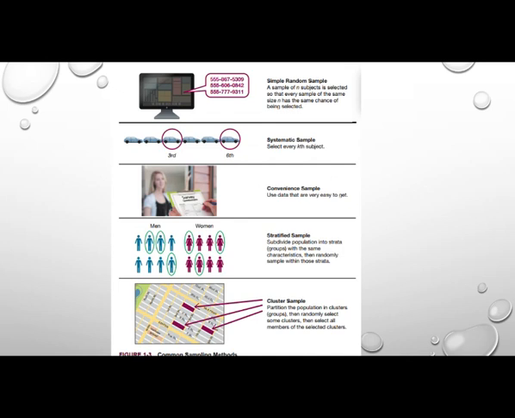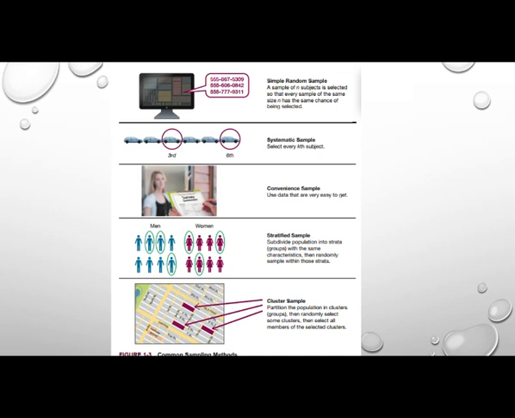So we have simple random sample up at the top. A sample of n subjects is selected so that every sample of the same size n has the same chance of being selected. A systematic sample implies that you have a list or some sort of sampling frame where you have all of the potential subjects from which you can select. So you initially pull maybe a number out of a hat and say you pick the number 3, so every third subject is selected until you get to the size of the sample that you want.